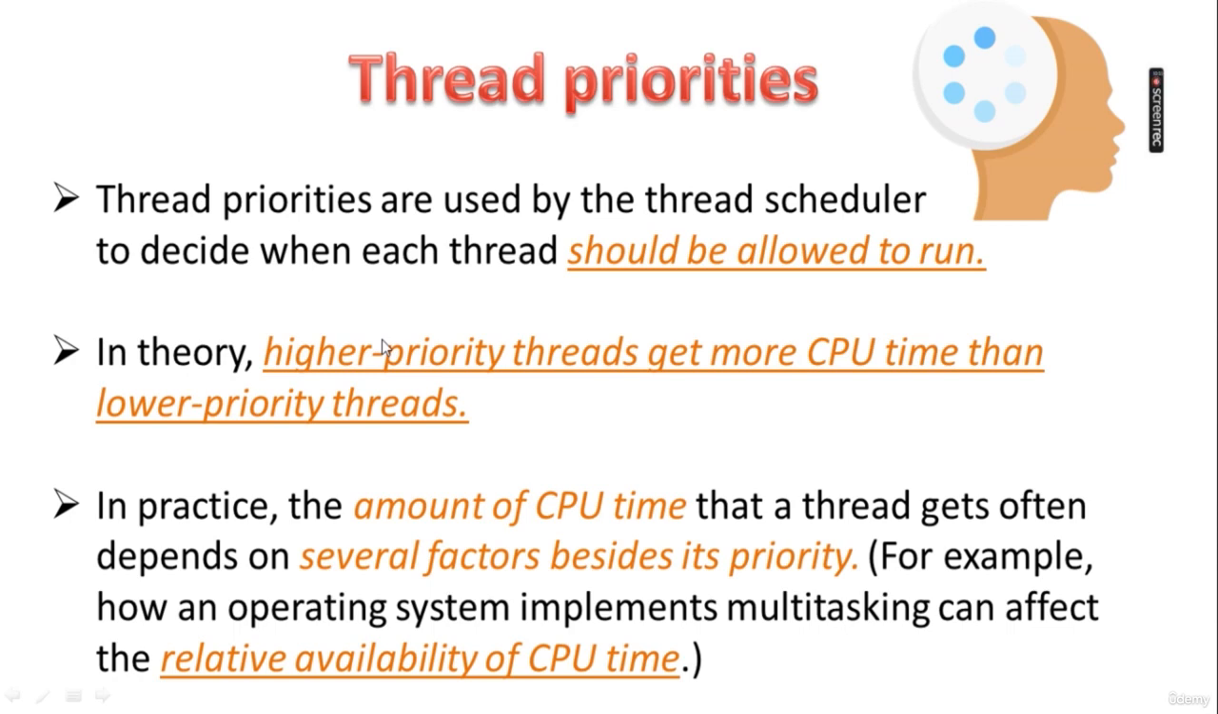In practice, the amount of CPU time that a thread gets often depends upon several factors besides its priority. For example, how an operating system implements multitasking can affect the relative availability of CPU time. So priority alone is not the important thing. How your operating system, like Windows or Ubuntu, implements multitasking can affect the relative availability of CPU time.